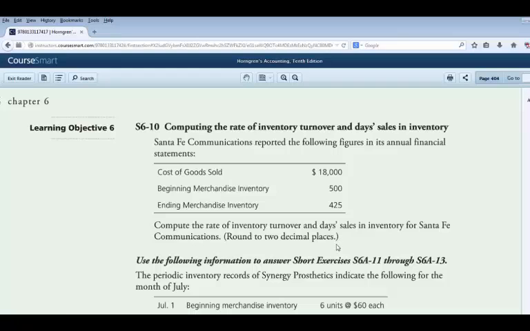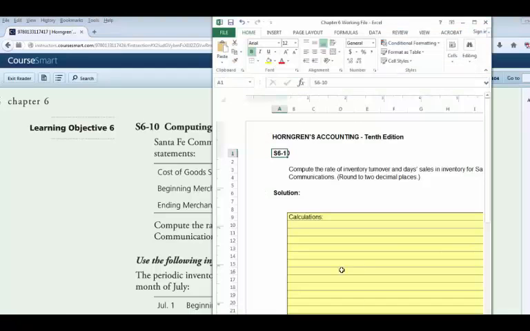This is going to tell us, when we're calculating inventory turnover, how quickly we're selling our inventory, how quickly we're moving it, and how long we're holding inventory. This is important because it determines what's happening with our sales. All right, so let's take a look at that one.